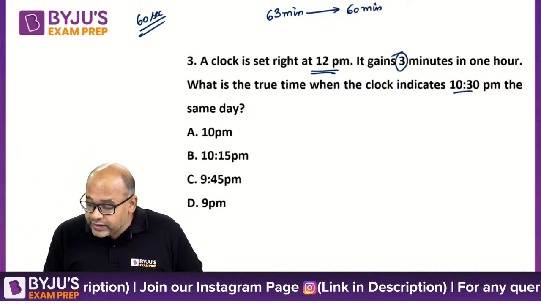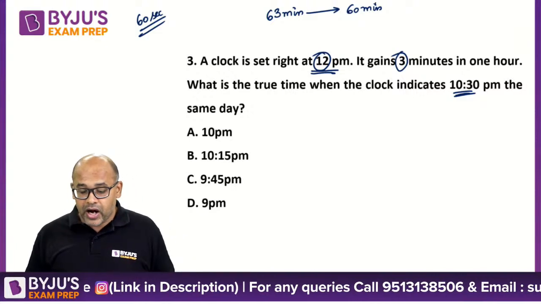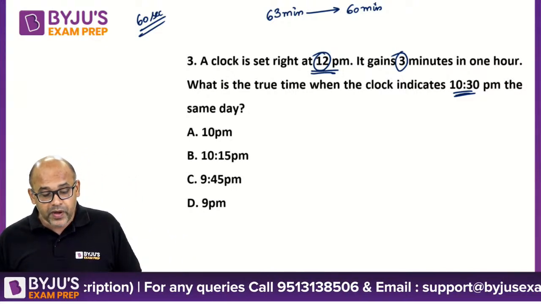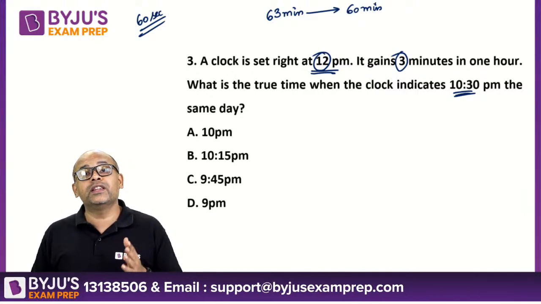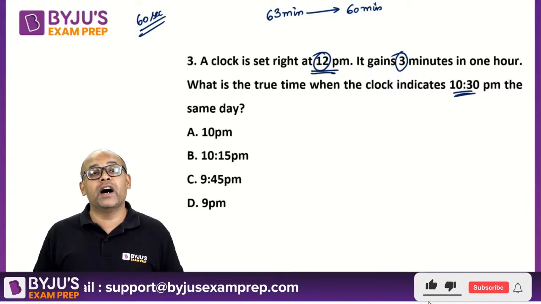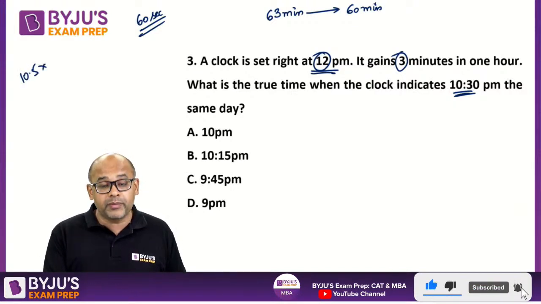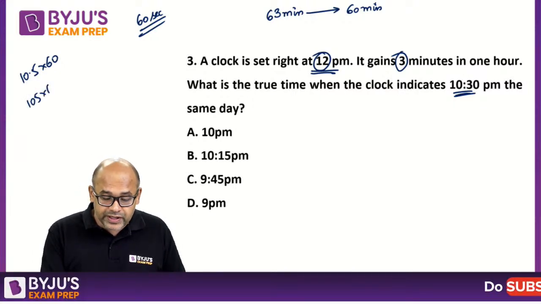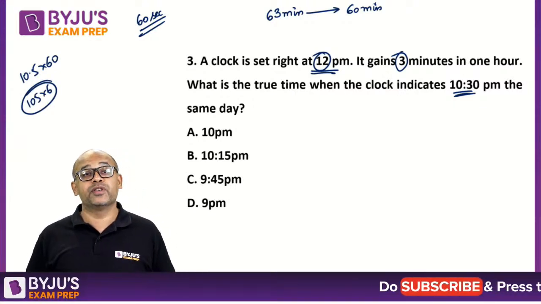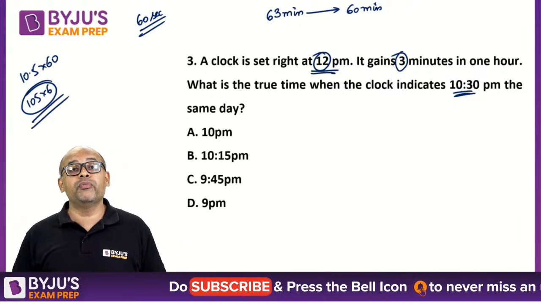Now the clock is showing 10:30. So from 12 p.m. to 10:30 p.m. on the same day, how many hours is it? 12 noon to 10:30 p.m. is 10.5 hours. 10.5 hours into how many minutes? 60 minutes. So it is 105 into 6. These many minutes have elapsed in the clock. So the clock is showing this number of minutes have happened.